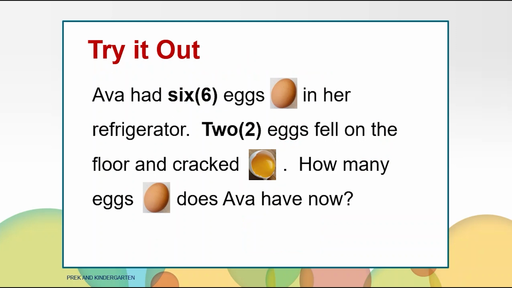Let's read the story problem again. Ava had 6 eggs in her refrigerator. 2 eggs fell on the floor and cracked. How many eggs does Ava have now? I want you to work out this problem. You may use your paper, crayons, pictures, numbers, words, or even your counters to show your thinking. I'll give you some time to work on the problem.